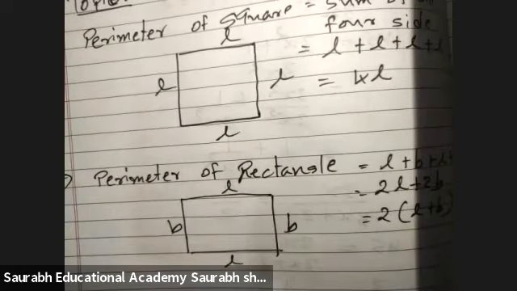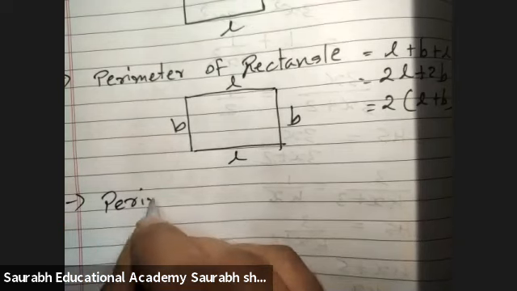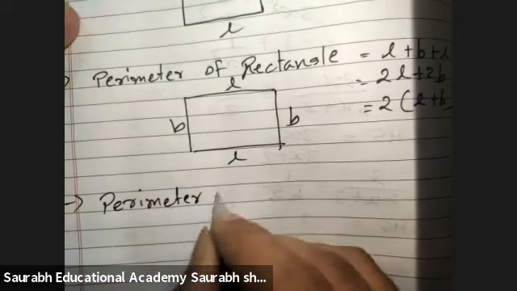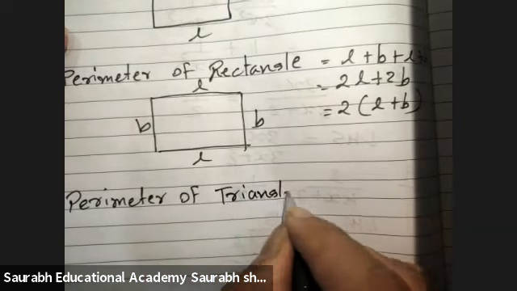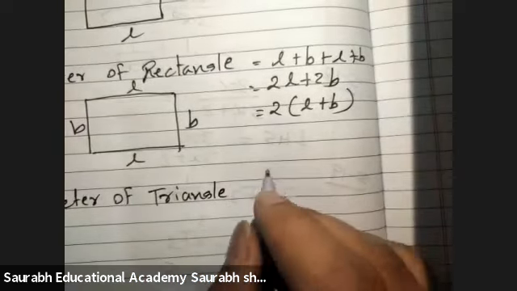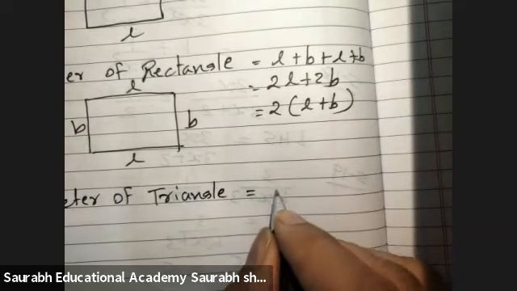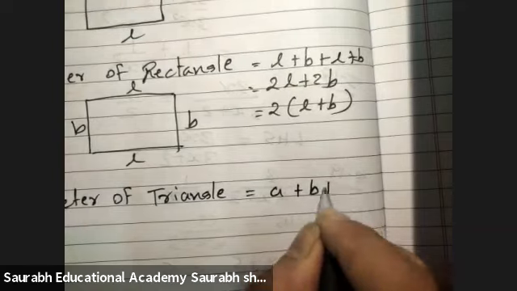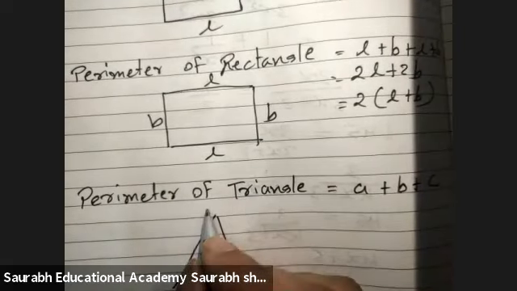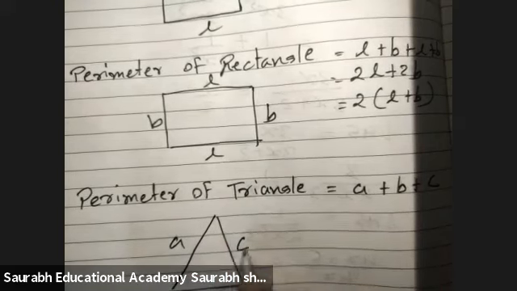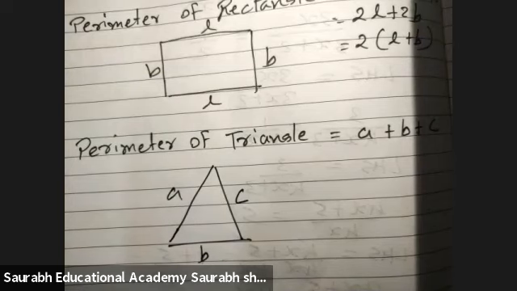Now perimeter of triangle. Perimeter of triangle, that is three sides addition, A plus B plus C. Sum of three sides, A plus B plus C.